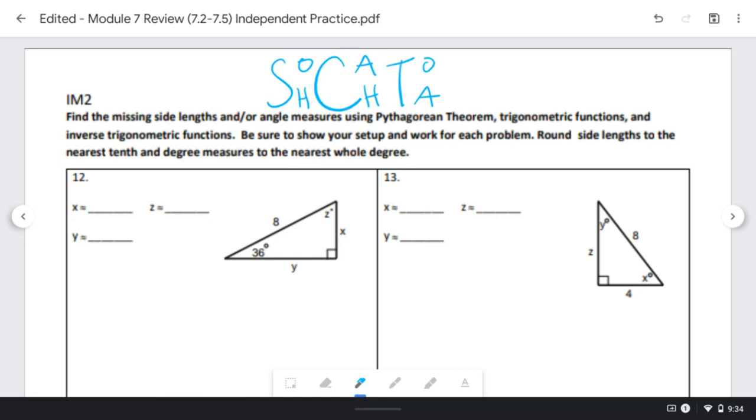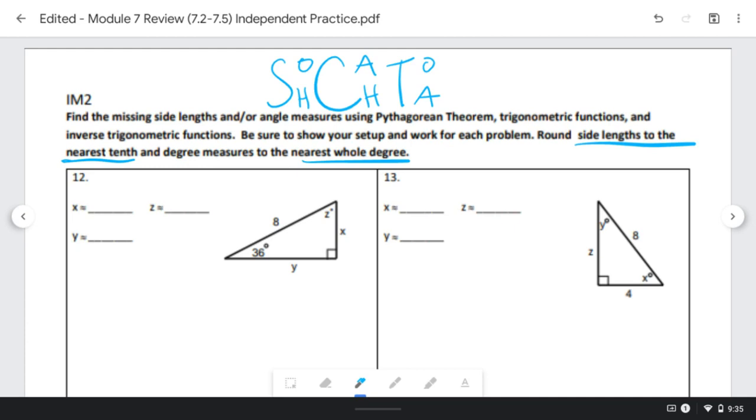Sine, cosine, and tangent. The directions say, find the missing side lengths and/or angle measures using the Pythagorean theorem, trigonometric functions, and inverse trigonometric functions. Be sure to show your setup and work for each problem. Round side lengths to the nearest tenth. So side lengths will be 1 decimal point, and then degree measures to the nearest whole degree. So that will be a whole number.